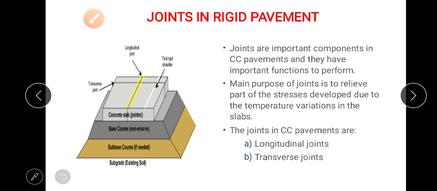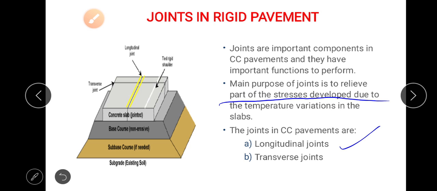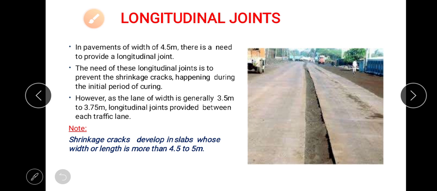Joints in rigid pavement. Joints are very important components in cement concrete pavements and they have important functions to be performed. The main purpose of a joint is to relieve part of the stresses developed due to the temperature variation in the slabs and also load stresses. The joints in cement concrete pavements are longitudinal joints and transverse joints.